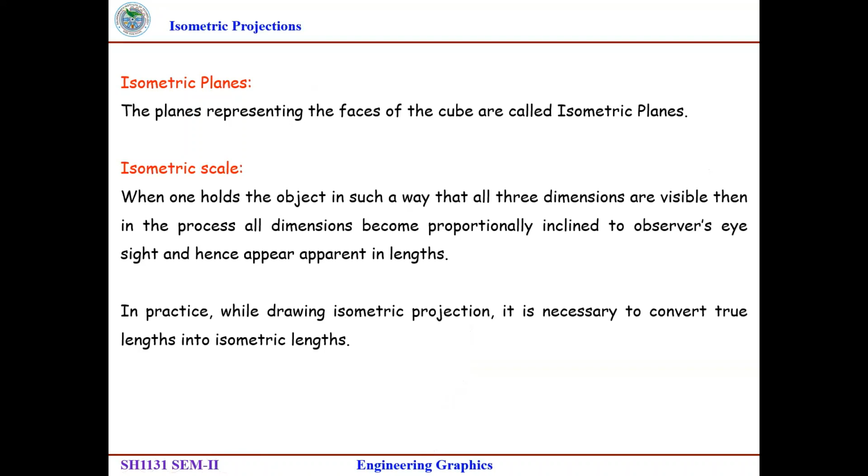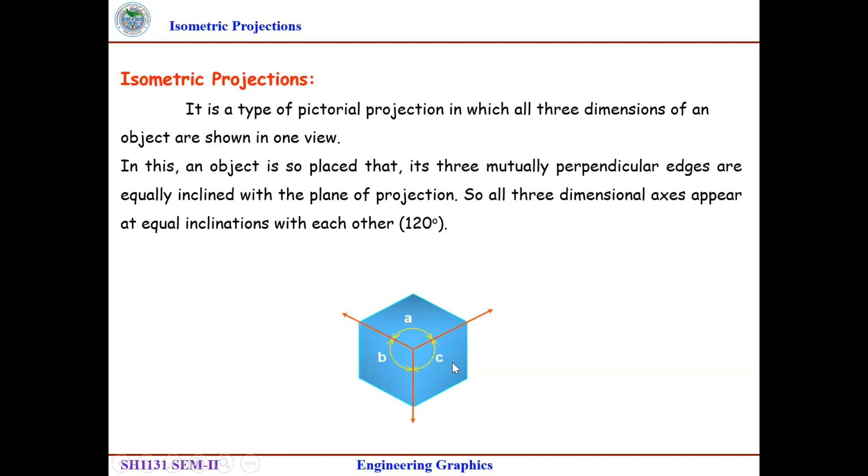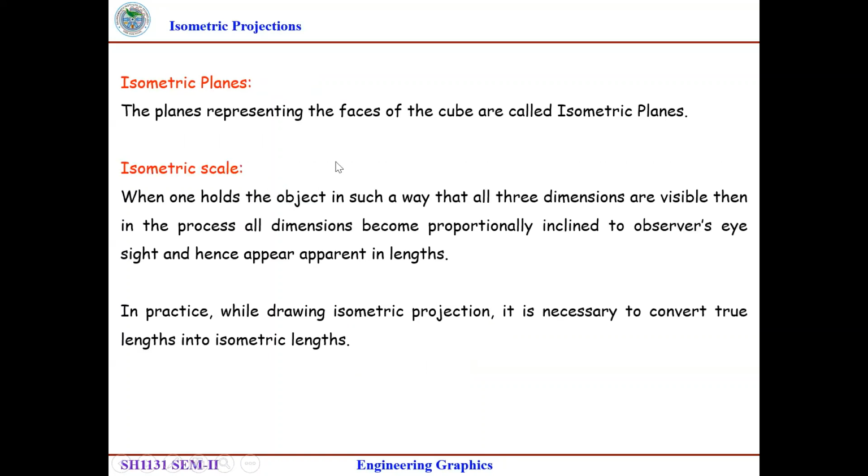Similar to that, there are isometric planes also. The planes representing the faces of the cube are called the isometric planes. So whatever objects we have seen, the cube is there, and the planes representing the faces of that cube are called the isometric planes.